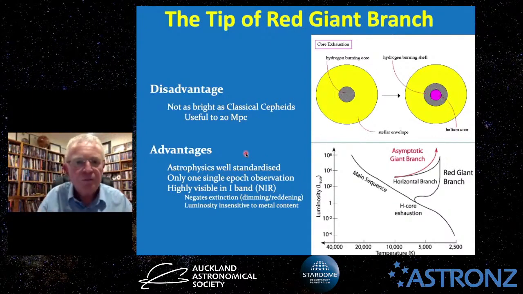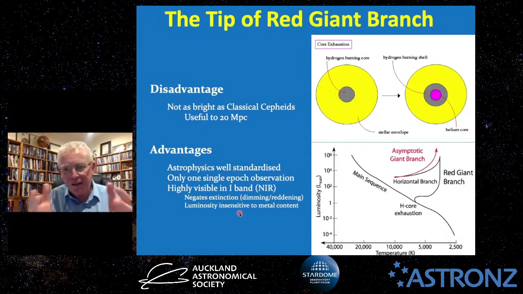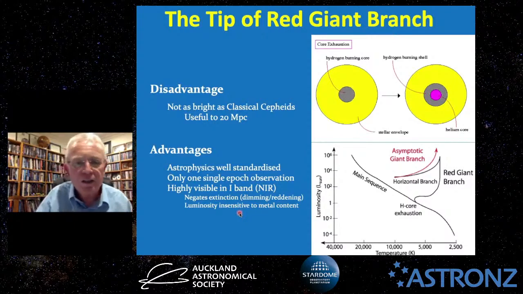The other thing is they're highly visible in the I band, the near infrared, which means you don't get the extinction. Infrared wavelengths go straight through. They're not interfered with by dust. It's the visual wavelength light that gets interfered with, giving the dimming and reddening effect from dust. So it's independent of dust between you and the stars, which is a problem you see for variables.